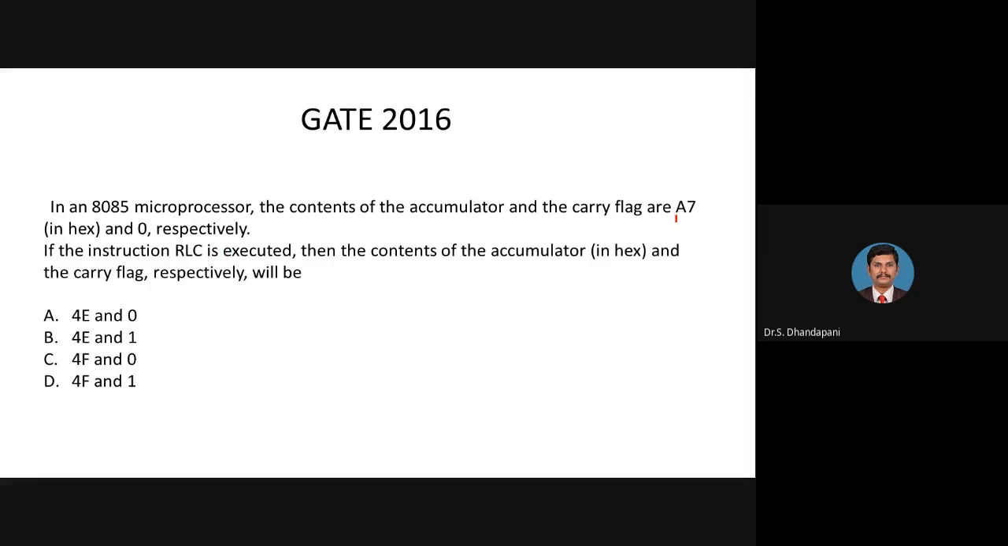The initial value of the accumulator is already given, A7 in hexadecimal. We have to convert this value to binary. We have to perform the rotation operation in the left direction. After rotation, we have to find what the answer is in hexadecimal. Any guess? Just convert the value A7 to binary and then rotate in left direction.